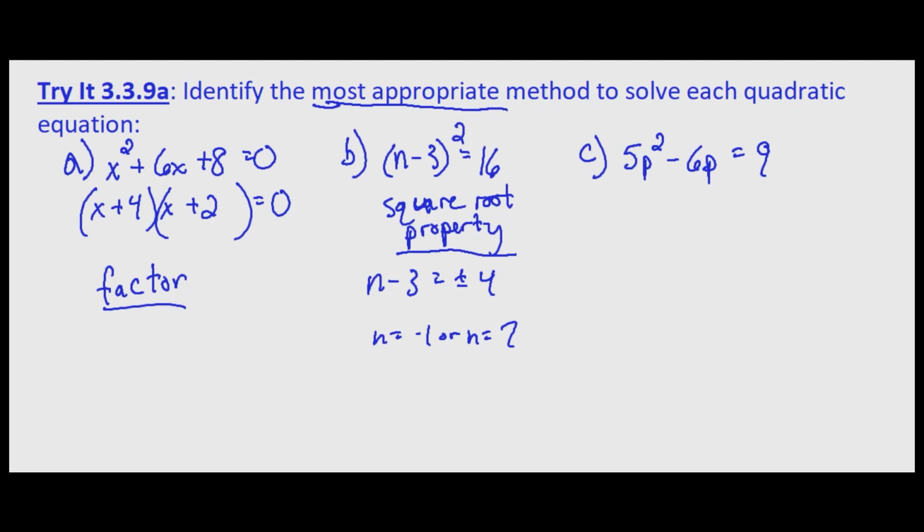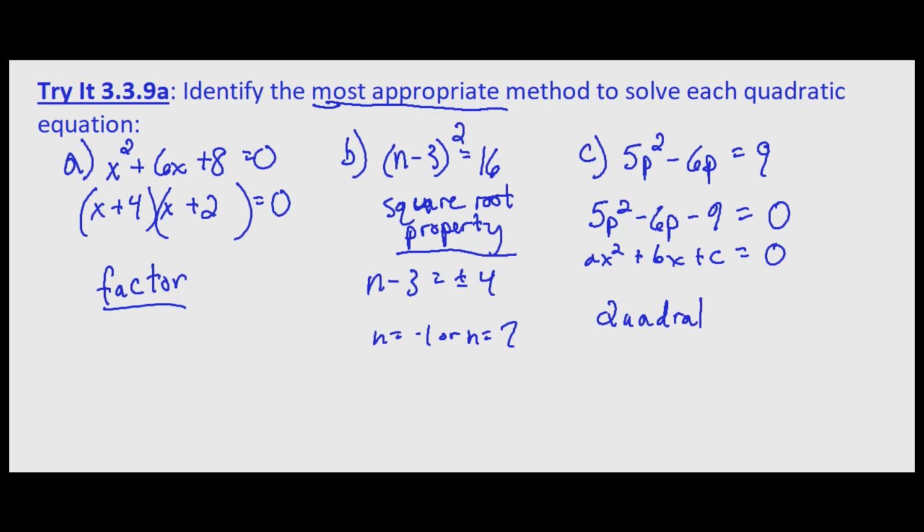Now with this third one, we have 5p squared minus 6p equals 9. So the first thing we would want to do is move the constant to the left side so we have it equal to 0. Now unless we recognize that it factors right off the bat, because we have this leading coefficient of 5, it's not 1. Our first place isn't necessarily going to be looking at factoring unless we just recognize it. But this is in the form ax squared plus bx plus c equals 0 with a leading coefficient that's not 1, it's 5.